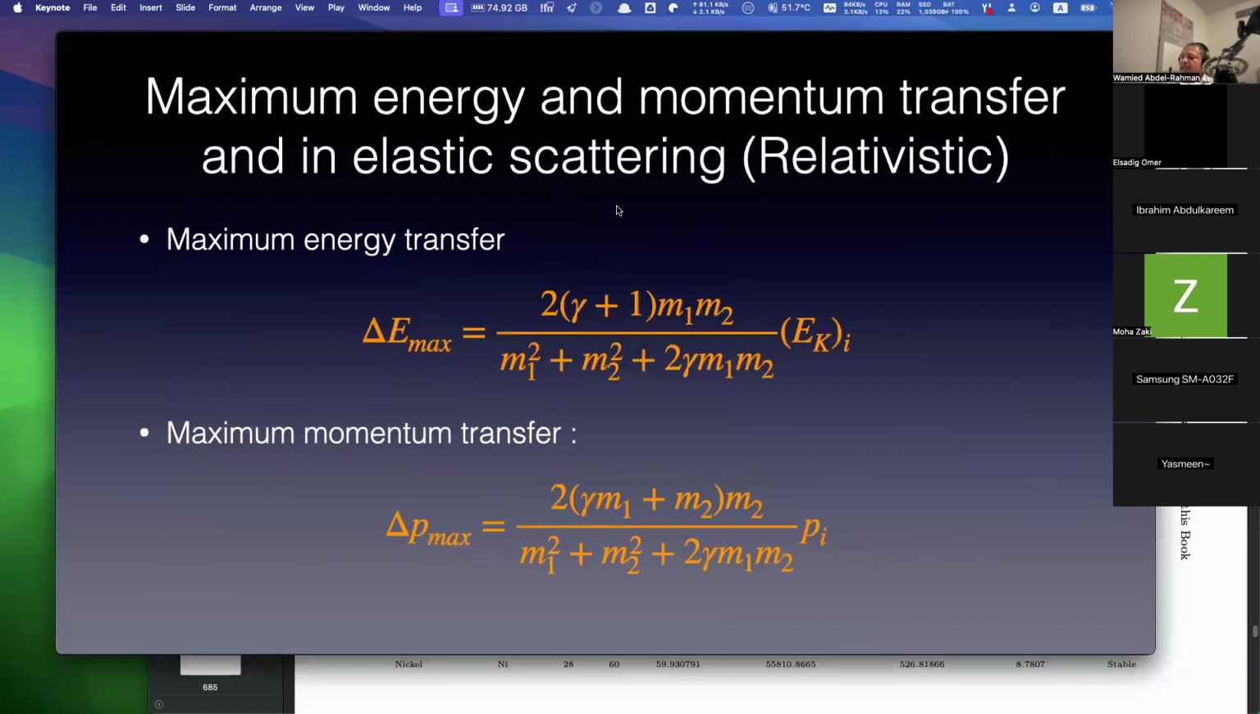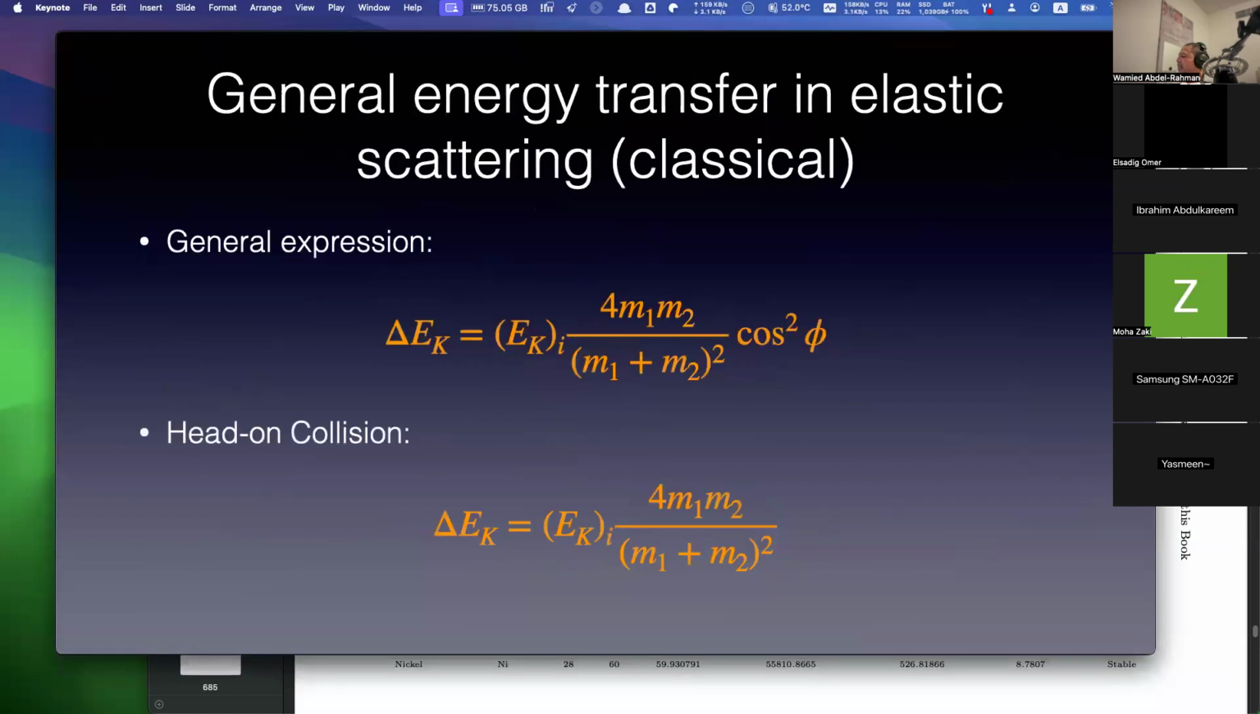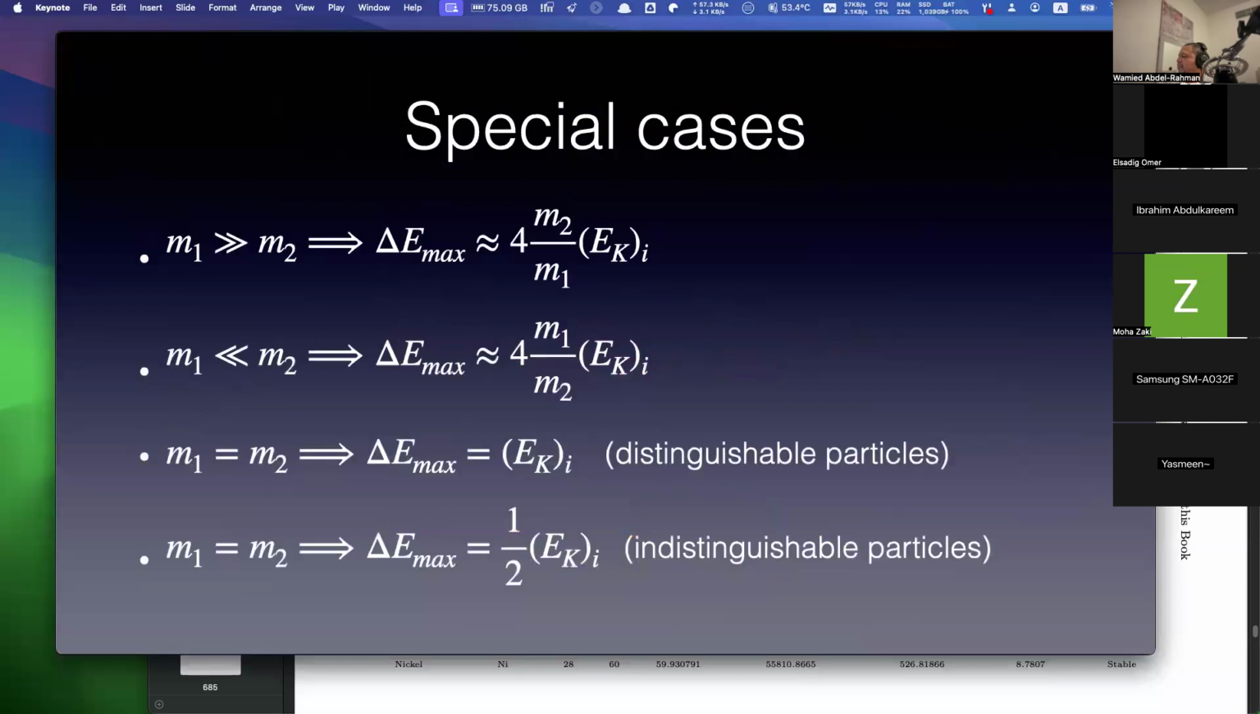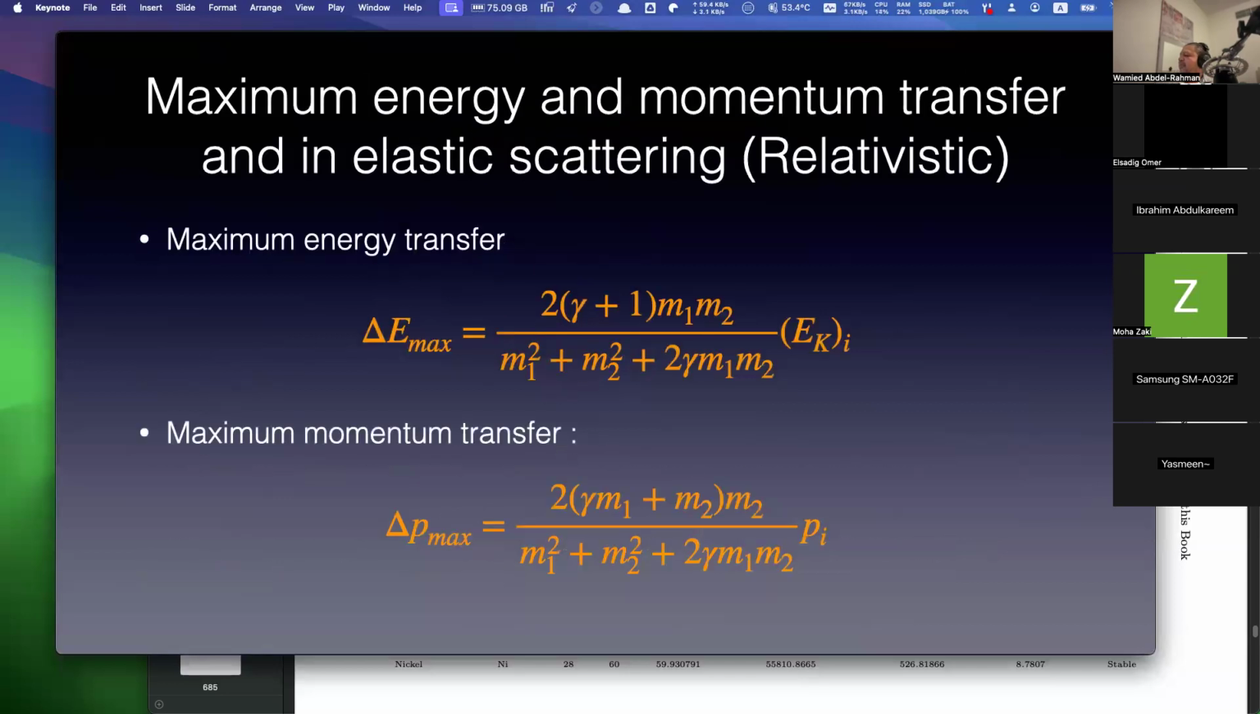Now, these equations that I presented to you were actually based on classical momentum and energy. You could use relativistic formulas, but they're not as compact. For example, the maximum energy transfer in the relativistic range is given by this horrible fraction here.